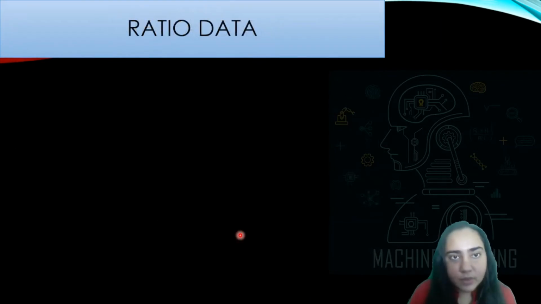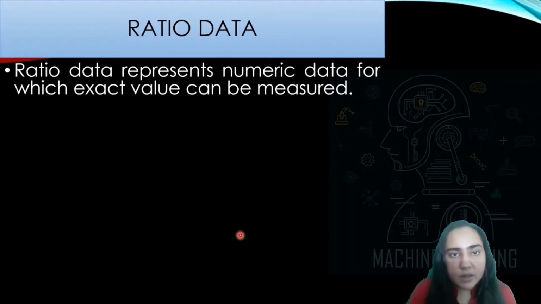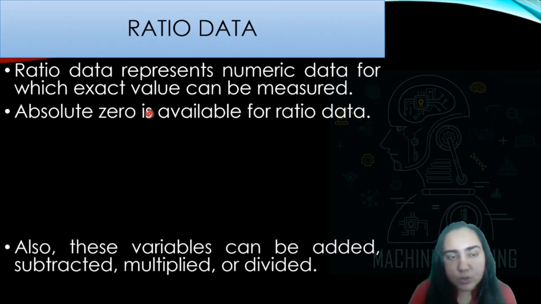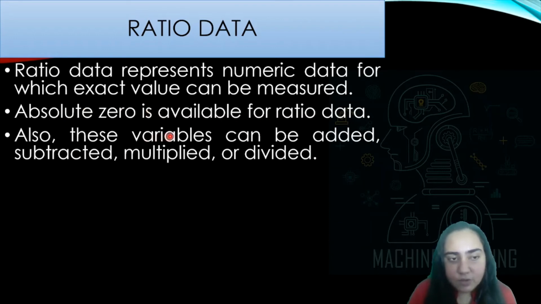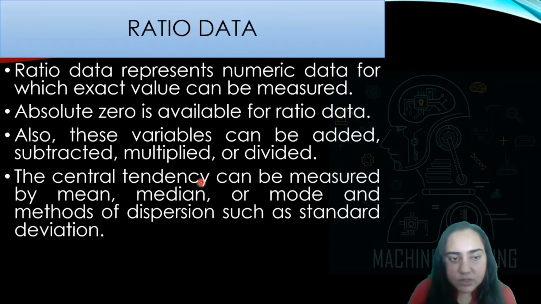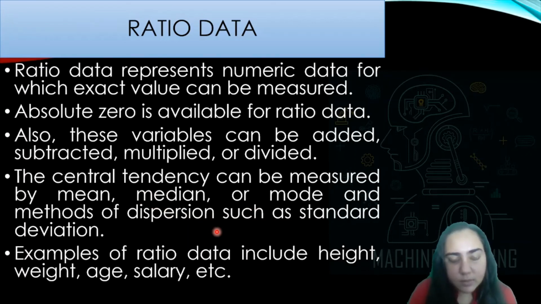Okay. Let's talk about ratio data. So ratio data represents numeric data for which exact value can be measured. Like in interval data, we do not have absolute zero, but in ratio data, we do have absolute zero. So you can do everything. You can do addition, subtraction, multiplication, division, and also find central tendencies like mean, median, mode, standard deviation, or variance. Some examples of this would be height and weight and age of different people, their salaries. All these are ratio data.